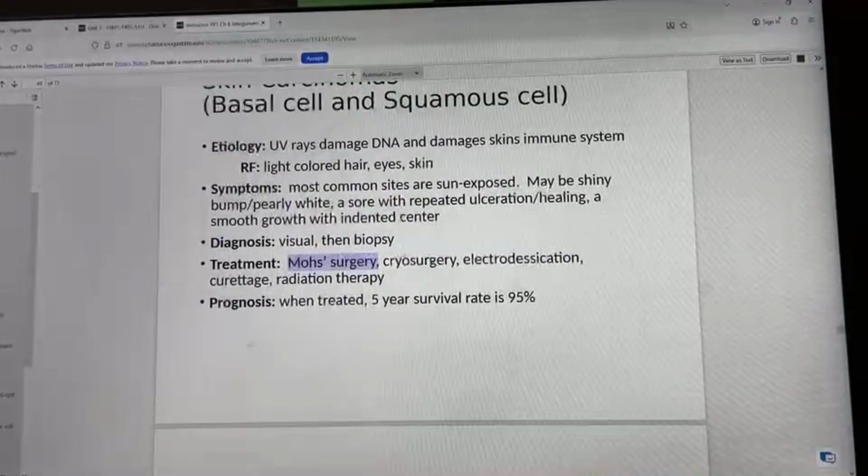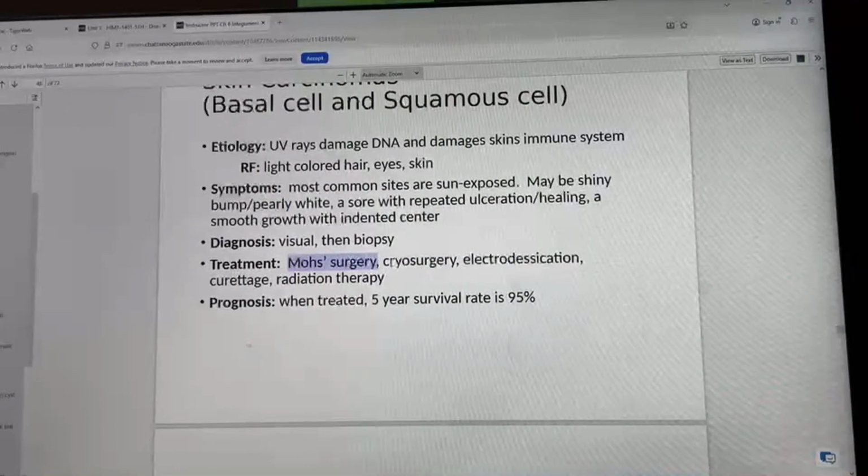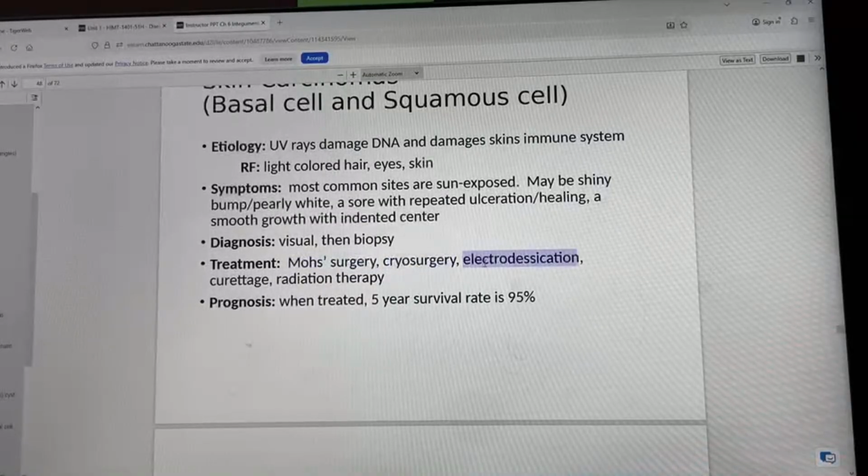If you catch it early, and it hasn't spread a ton under the skin yet, you can do the cryosurgery or the electrodesiccation, the freezing and the burning, right? Or radiation therapy, like a chemoradiation type thing.